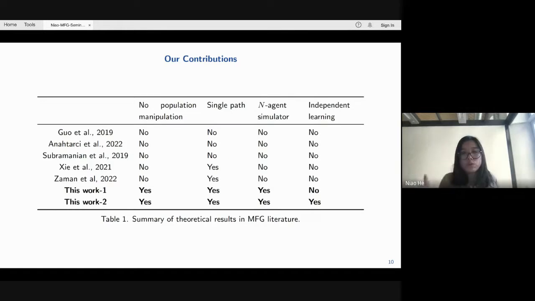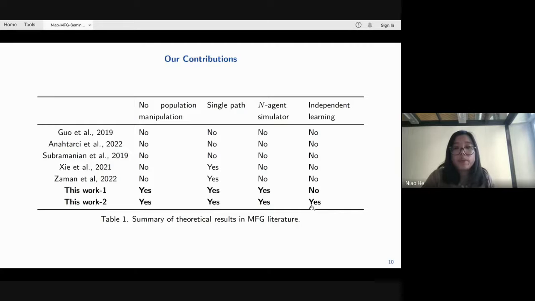So in this work, we hope to directly solve these N-player games without having to resort to a mean field game simulator. Particularly, we're interested in designing algorithms that only leverage this N-agent simulator and only a single sample path from this N-agent simulator by interacting with the environment. And we don't want algorithms that need to manipulate the population distribution, because once the N agents are fixed, the population itself will evolve over time automatically.